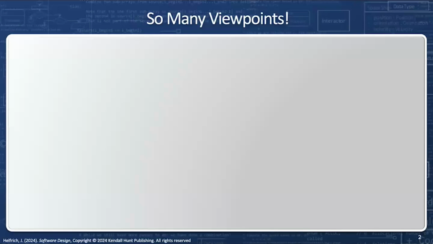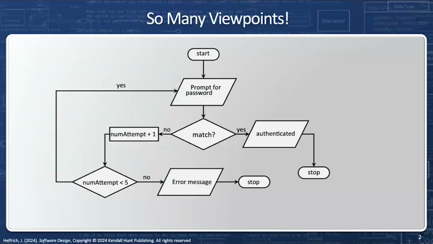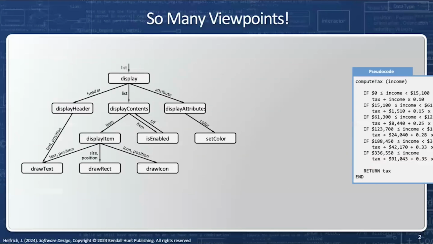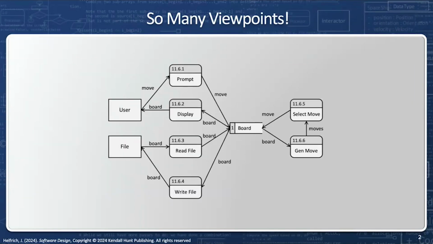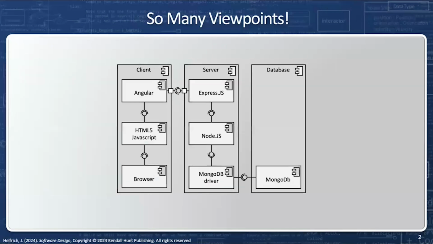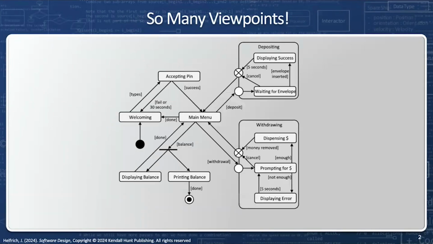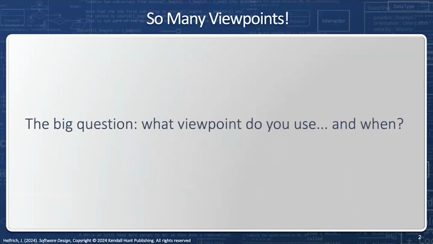There are so many different ways we can represent design ideas. You can use a flow chart or pseudocode. We can use a structure chart or a data flow diagram. We can use a class diagram or a component diagram. We can even use a state diagram. The big question is, what viewpoint do you use and when?